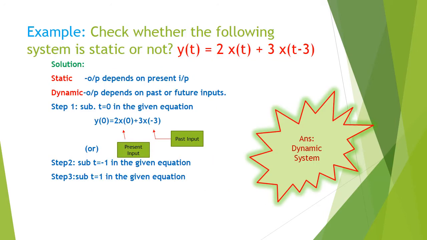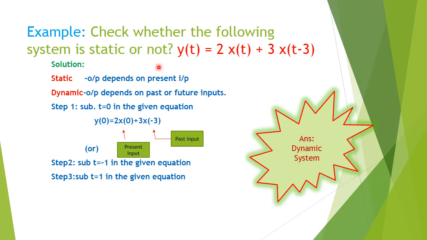So now we are going to see an example in static and dynamic system. Check whether the following system is static or not. Given y of t equal to 2x of t plus 3 into x of t minus 3. So already we have seen what is static system and what is dynamic system. Static system means here the output depends on the present input, and dynamic system means output depends on the past or future inputs. So first we have to substitute t equal to 0 in the given equation.